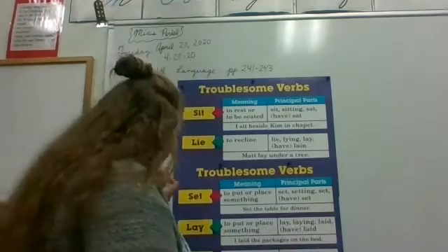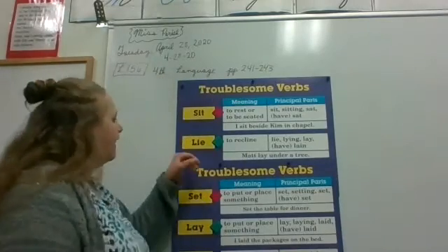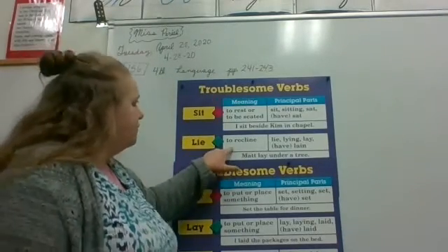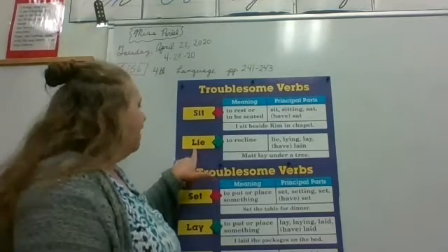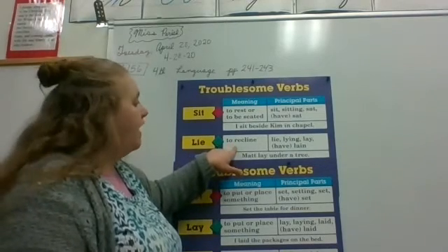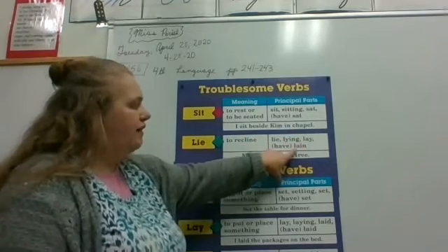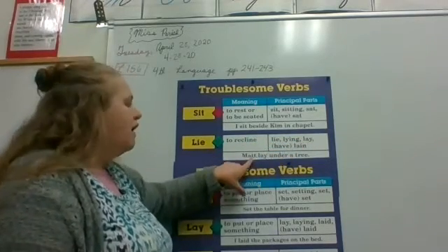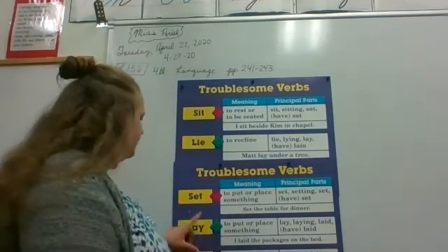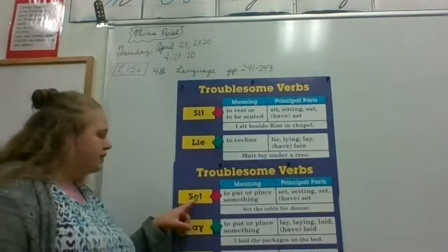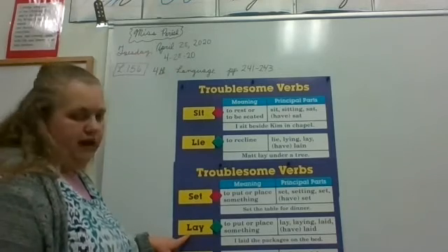So we're going to take a look at our board again. So we have lie. Remember it means, and we're going to say these with me, okay, lie means to recline. Its principal parts are lie, lying, lay, have, lain. All right, I'll read the sentence. Matt lay under a tree. Okay? Troublesome verbs, lay.